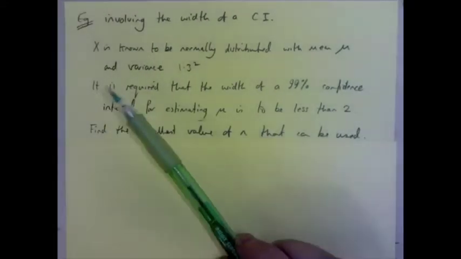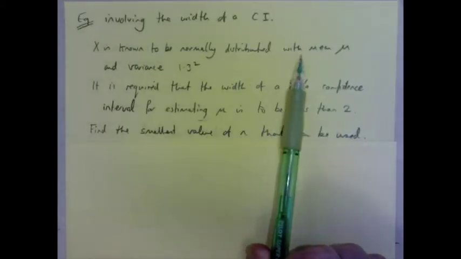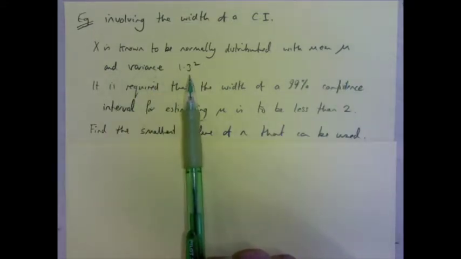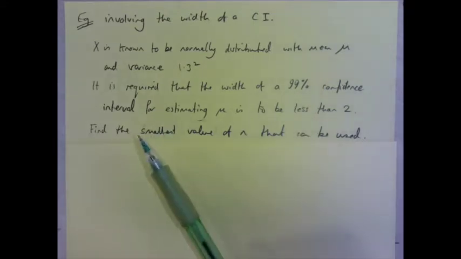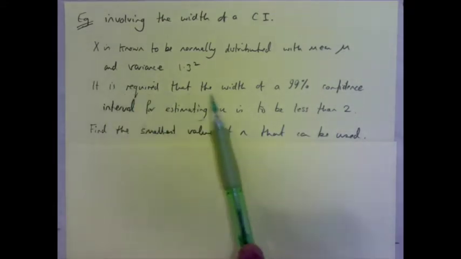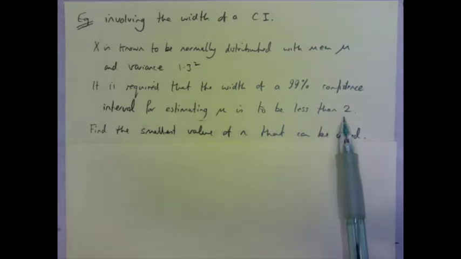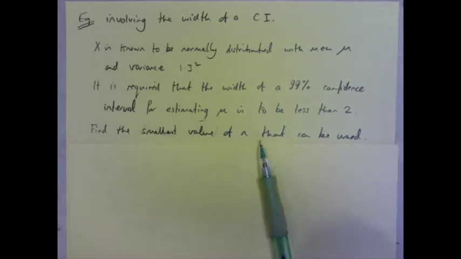I've got a population X that I'm going to take a sample from in a moment. So I know that it's normally distributed with a mean mu that we're trying to estimate and a variance of 1.3 squared. I'm working with a 99% confidence interval. I need the width of that interval to be less than 2. So I want the width to be less than 2, and I want to find the smallest value of n that can be used.